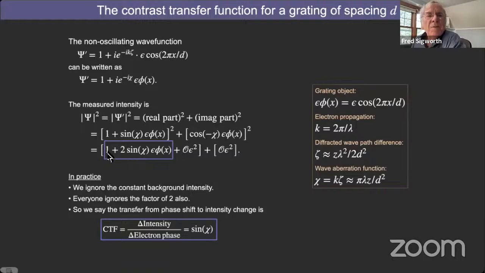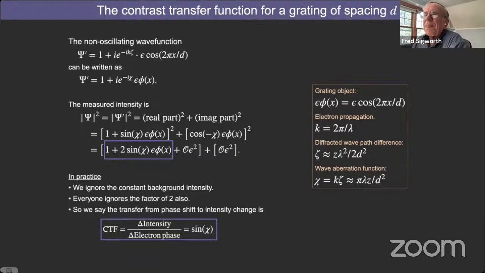We're going to ignore this 1, which is just the constant background intensity. And so the intensity is going to change with this sine chi multiplier. People also throw away the factor 2 for some reason. Well, people aren't doing really quantitative imaging anyway. And so we just say that the contrast transfer function is the change in intensity per unit change in electron phase, and it just goes as sine of chi.